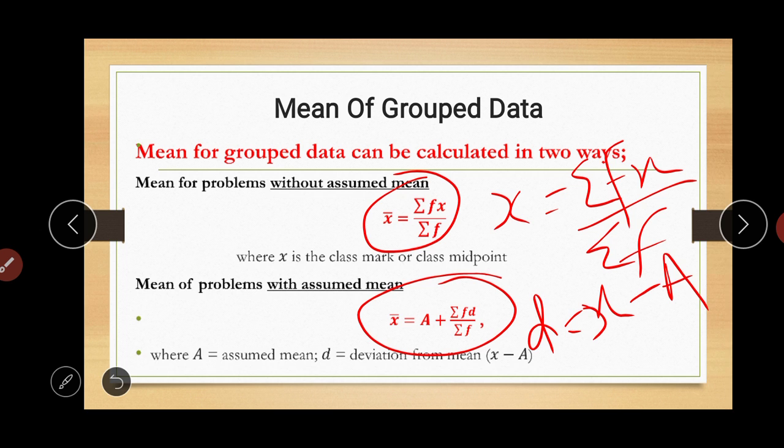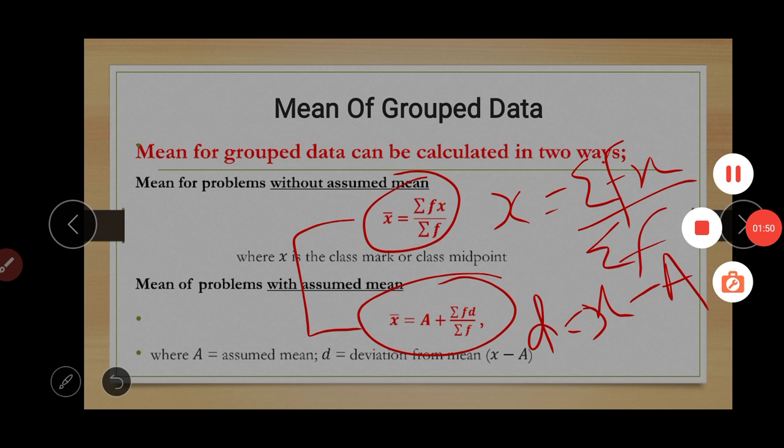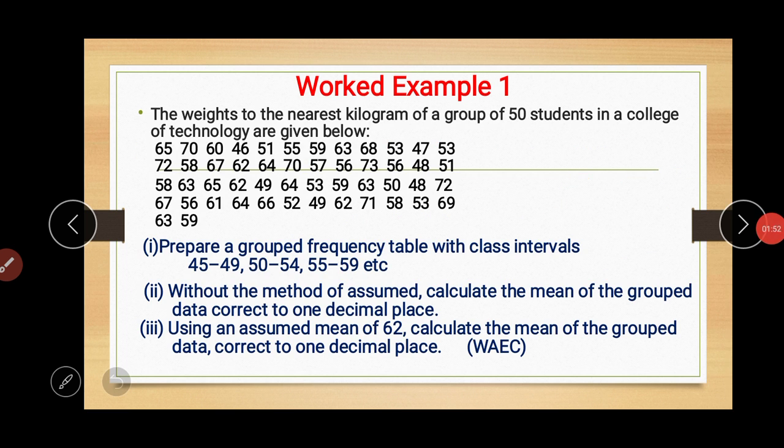So these are the two formulas for calculating the mean. You have the summation of fx over summation of f when the assumed mean is not given, and whenever the assumed mean is given, the mean is the assumed mean plus the summation of fd over summation of f, in which d is the deviation from the assumed mean, which means x minus A. So then we shall go to the next one, worked examples about this.